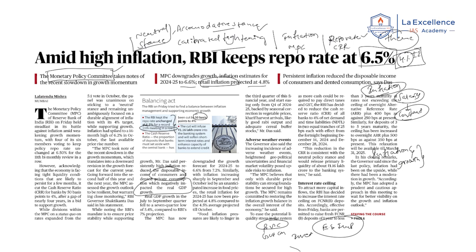Now, calibrated tightening means that the RBI increases the repo rate. That means interest rates are increased. Now, it is very costly for the banks to borrow, hence less money in the market. This is what calibrated tightening is. Okay, neutral stance means keeping it unchanged. Now, that is what is mentioned in this article.